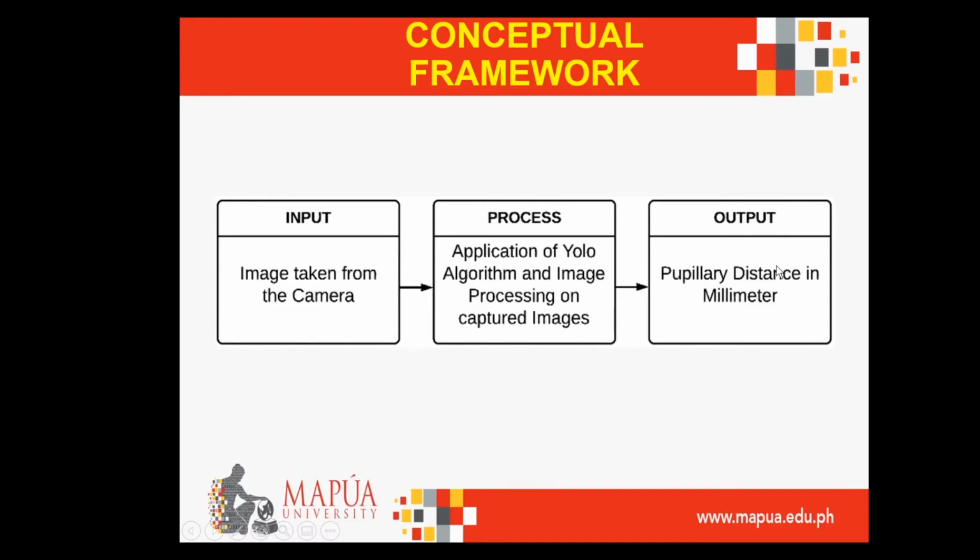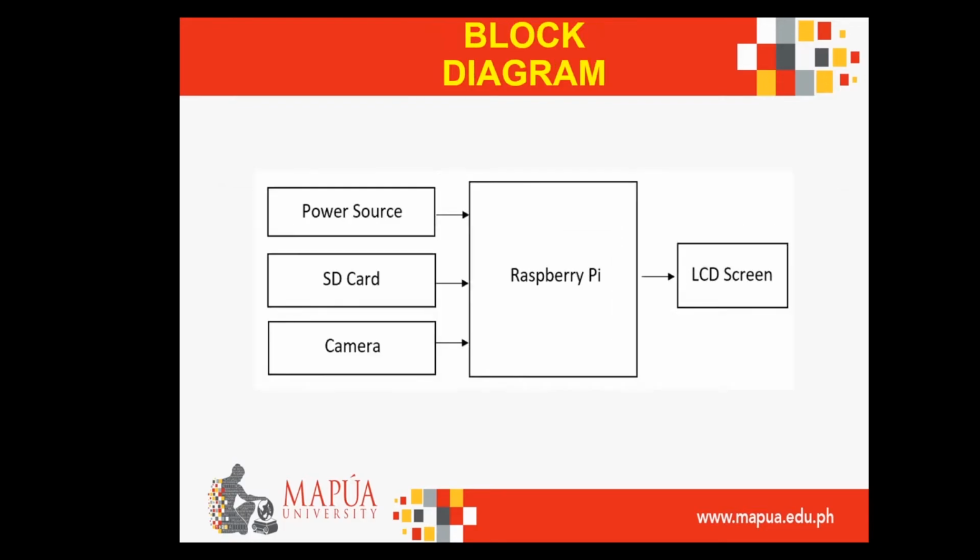Moving forward, we could see that the conceptual framework is a straight process wherein the input would be the image taken from the camera. The process is the application of the YOLO algorithm in the detection of the eyes and image processing on captured images. And lastly, the output would be pupillary distance in terms of millimeters.